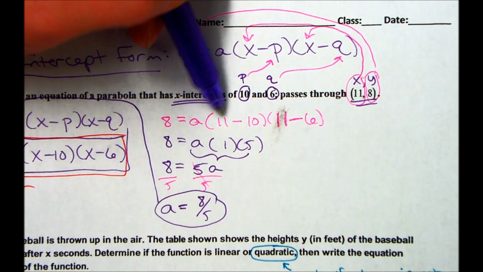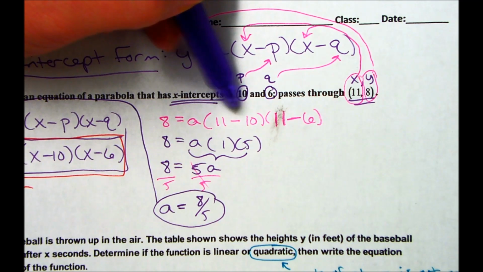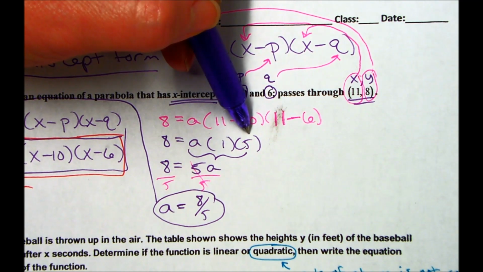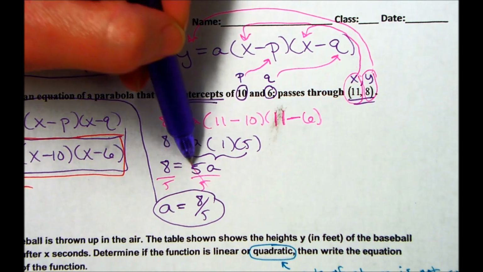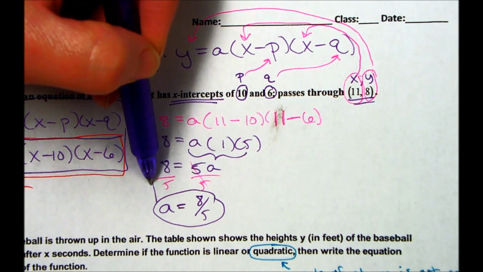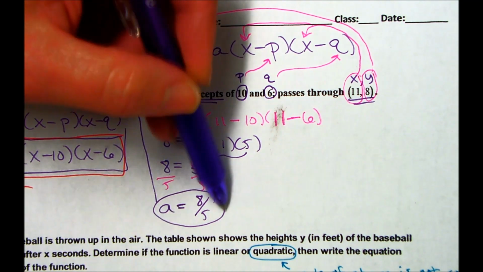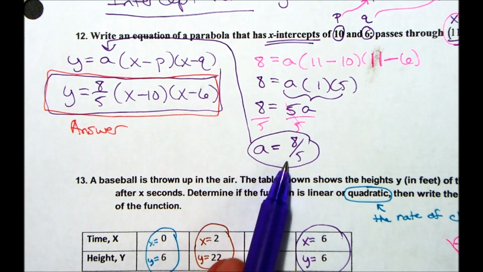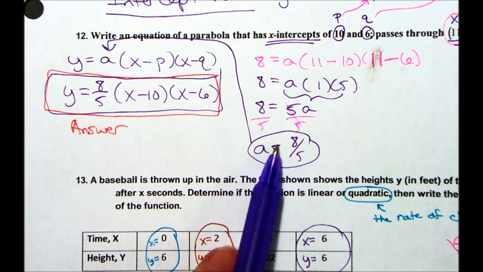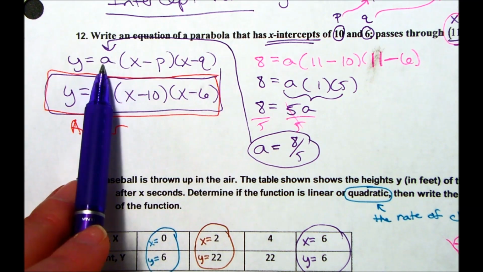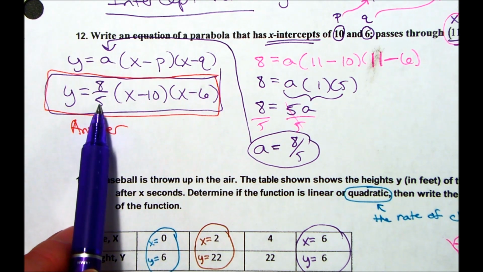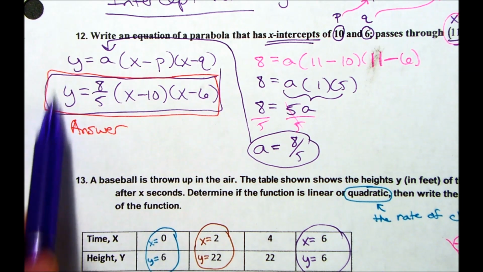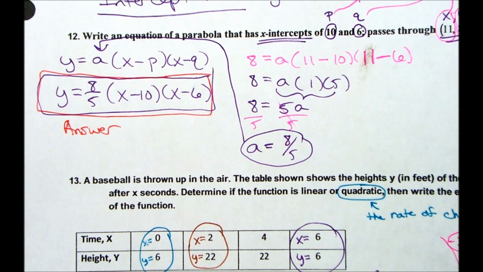So this I did a little bit of calculations in my head. 11 minus 10 is 1. 11 minus 6 is 5. If I multiply all that together, I get 5a. Divide that by 5, and I get a equals 8 over 5, or 8/5. Now that I know what a is, I can substitute that 8/5 in my equation. And then the p was 10, the q was 6. So this is now my answer in intercept form.